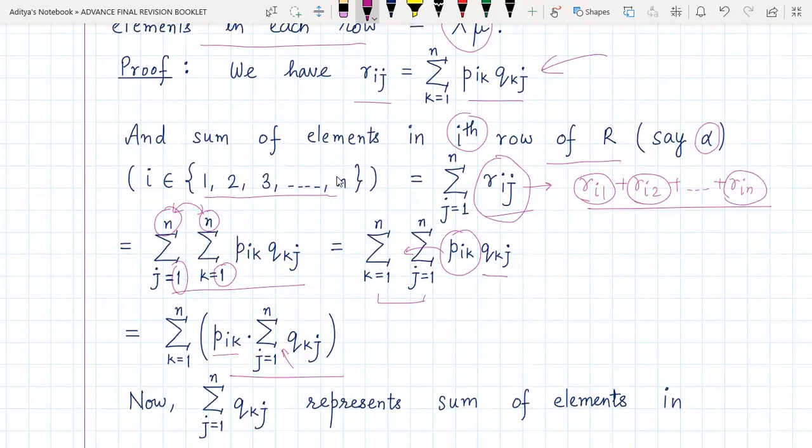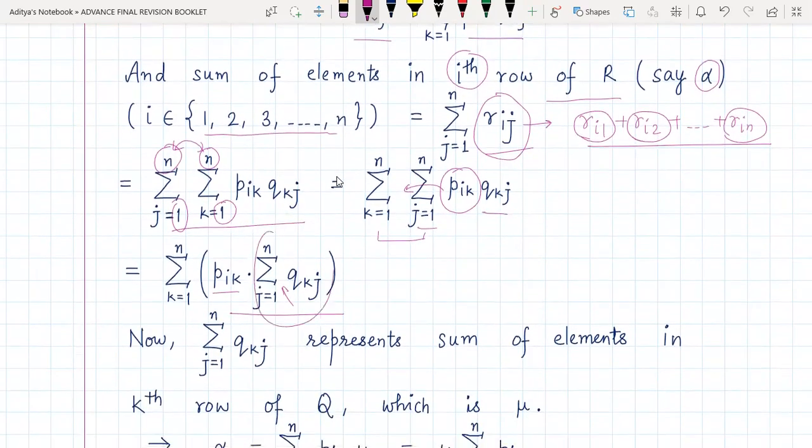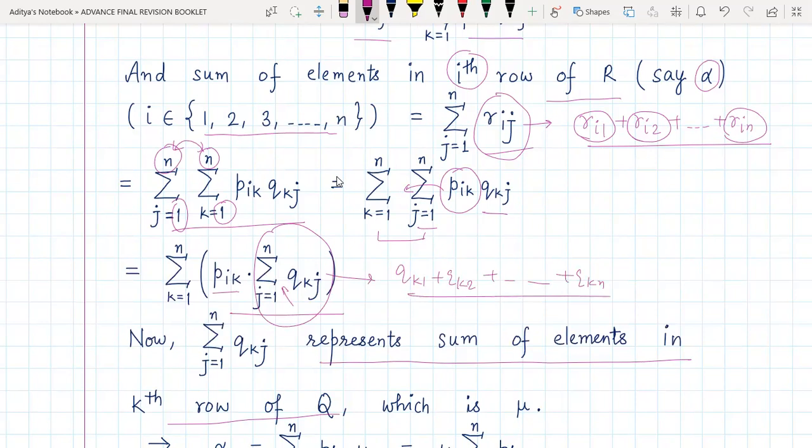This comes out as a multiplication outside the sum in which j is the index. Now, what does this represent? Summation of qkj. Obviously, it represents the sum of elements in the kth row of the matrix Q. Because if you expand this, it becomes qk1 plus qk2 plus qk3 till qkn. Obviously, this is the sum of all elements in the kth row of the matrix Q.